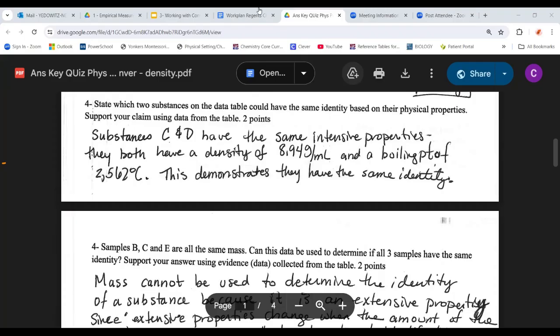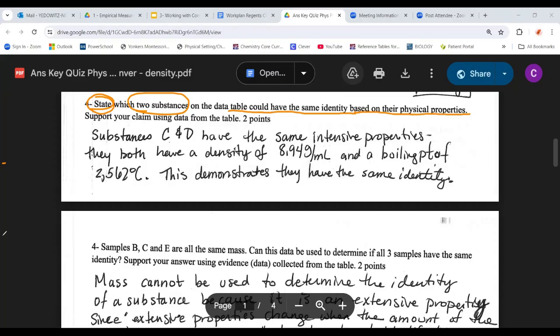Okay. So let's look at question number 4 together. State which 2 substances on the data table, right? So this word state means that you have to write which 2 substances on the data table you're talking about. Okay, so to state something is just to say it. Okay, so some people just did that and then they didn't finish the rest of the question. Okay, what 2 substances am I looking for? I am looking for the 2 substances that could have the same identity based on the physical properties that you're seeing on the data table.